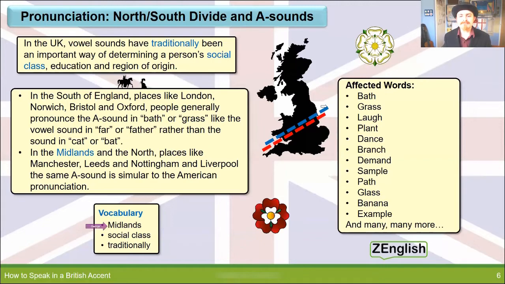Just a note on what the Midlands is. The Midlands is basically this area here in England, which basically means the middle. It's not the north, it's not the south, it's the Midlands. And social class, again, we're talking about people's economic level. Are they rich, are they poor? And traditionally, if we're doing something traditionally, we're doing something because it's been done this way for a long time. There's history behind it.